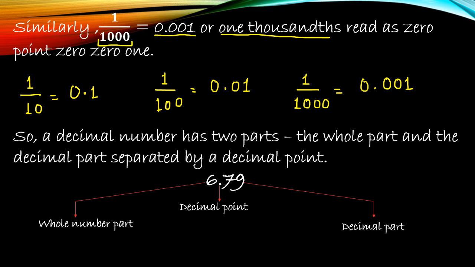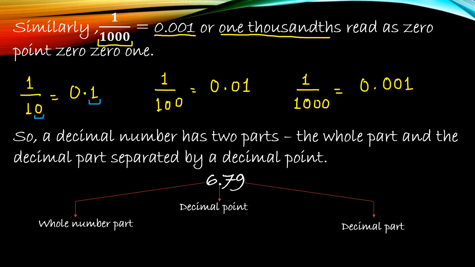Observe the following pattern here. The number of digits after the decimal point in the decimal numeral is equal to the number of zeros after 1 in the denominator of the fraction. Here you can see the number of digits after the decimal. In the first one, it is 1. Only 1 digit is there after the decimal. And look at the denominator of the fraction. Here also we have 1 zero.